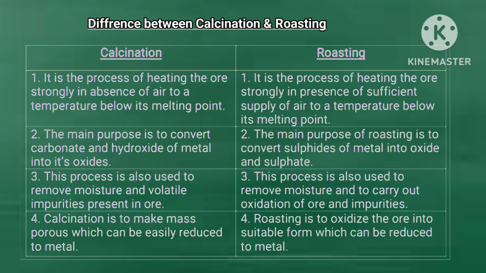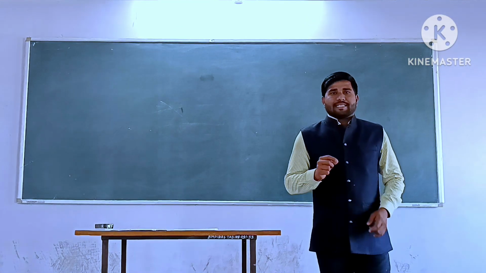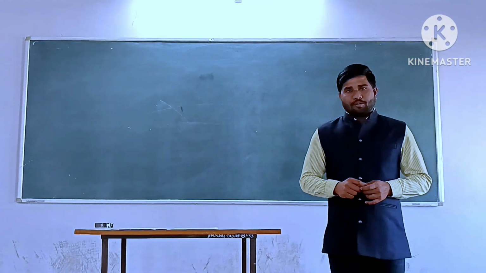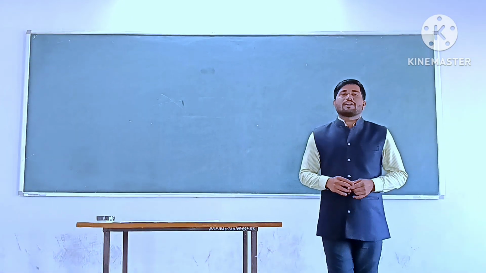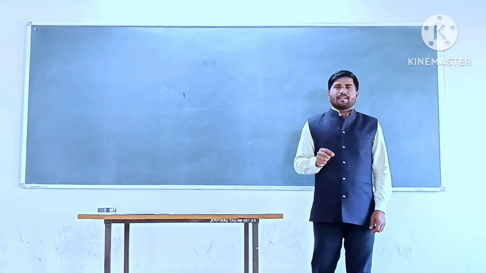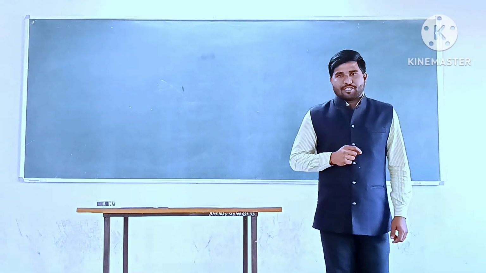In the semester exam, maybe one question will be asked on this differentiation point, so you should learn it very carefully and write it down in your notebook. These are the differences between calcination and roasting. This is a very important difference in the applied chemistry syllabus, particularly in the metal and alloy chapter.